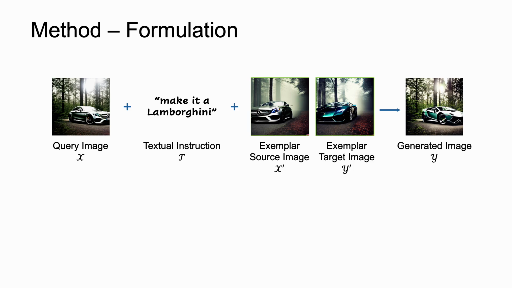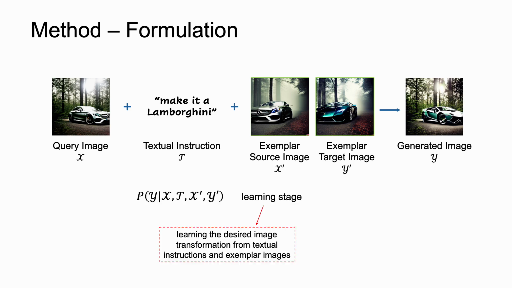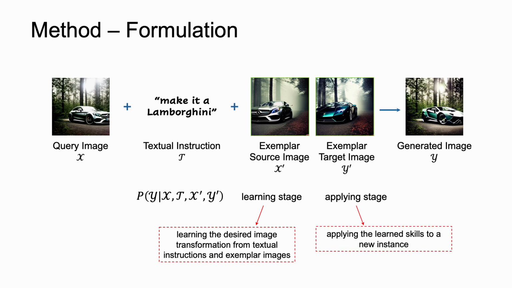First of all, we formulate the few-shot image manipulation problem as follows. We input the query image, textual instruction, and exemplar image pair to the model. Then the model synthesizes the desired image. The model is essentially learning a probability distribution of Y conditioned on all inputs. We argue that few-shot image manipulation is basically composed of two stages. The first is the learning stage. The model learns the desired image transformation from textual and visual guidance. The second is the applying stage. The model applies the learned knowledge to a new query image. Such a learning mechanism has also been shown in humans' learning process.